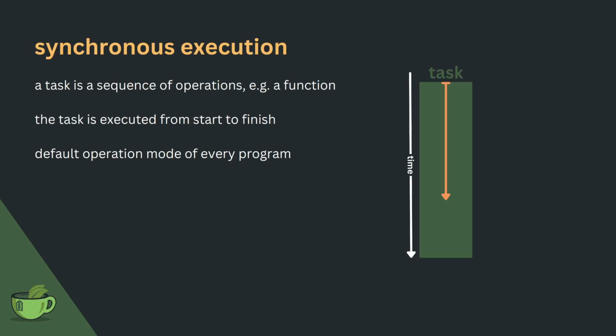I think it would be a great idea to first clarify some of the terms. Let's start with synchronous execution. A task is a sequence of operations. Think of it, for example, as a function. And I've outlined this task on a timeline. The task is usually executed from start to finish because this is a synchronous task. And actually, synchronous execution is the default operation mode of every program that you would usually write.